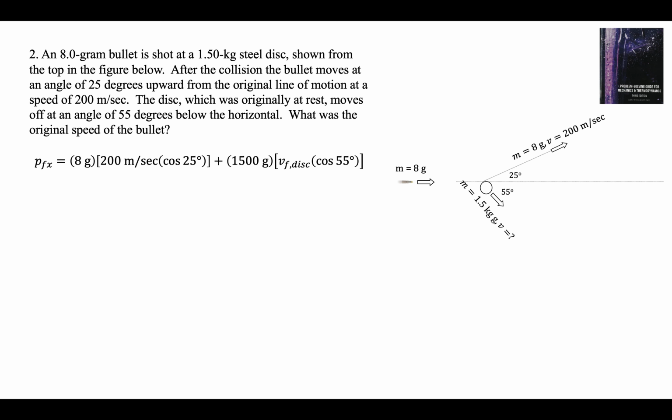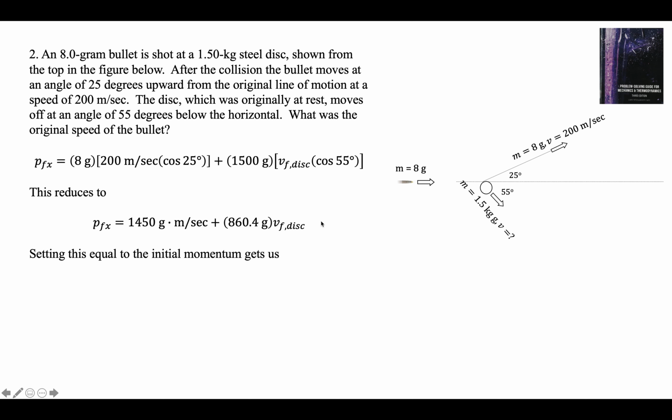The final momentum in the x direction is the horizontal component of the momentum of the bullet, 8 grams times 200 meters per second cosine 25 degrees. Converting the 1.5 kilograms to grams, we have 1,500 grams times v final of the disc cosine 55 degrees. That is the final momentum. This reduces to, we know what the bullet is in the x direction, 1450 gram meters per second. And we don't know what this final speed of the disc is, so we can't calculate a number for the final momentum in the x direction, but we can set it equal to the initial momentum in the x direction. It gives us this. We have two unknowns.